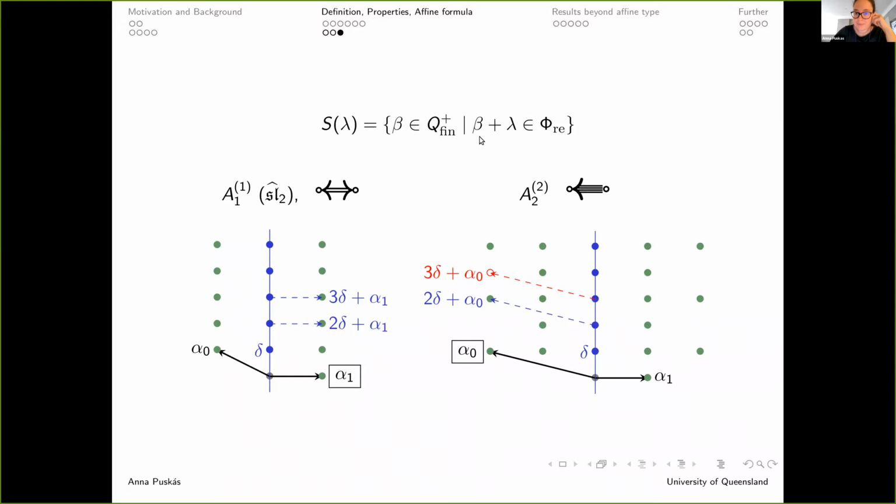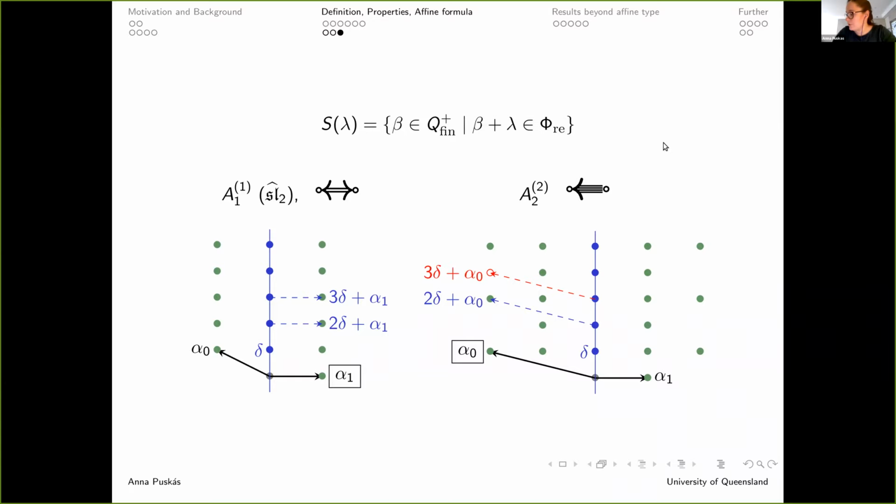Okay, so the point of this is that somehow not only are these polynomials that we get in the affine case divisible by 1 minus t squared, the quotient of them by 1 minus t squared encodes something about the Lie algebra, namely it encodes the heights of these roots beta in this S lambda set. So that's something that's maybe interesting to know.